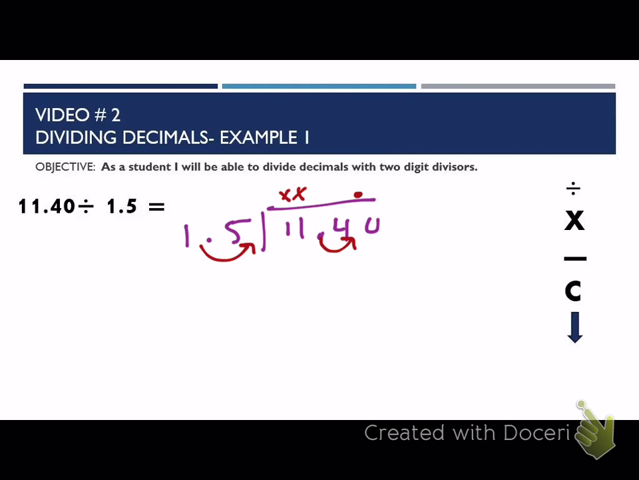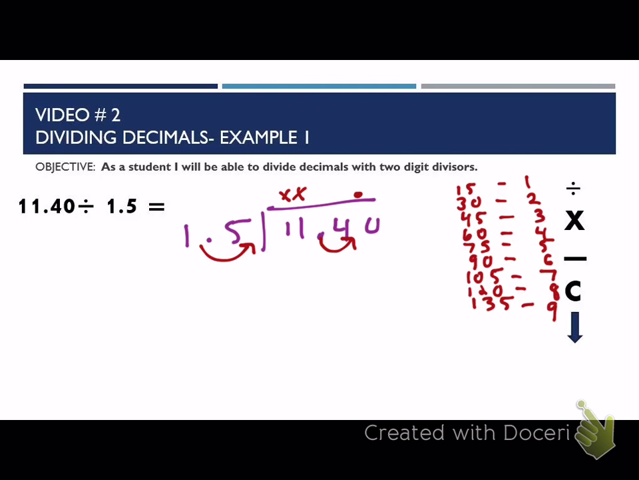Okay, we'll use it over here. We have 15, 30, 45, 60, 75, 90, 105, 120, 135, and the last one would be 150, but we don't need to go that far. This is 15 times 1. This is 15 times 2, times 3, times 4, times 5, times 6, times 7, times 8, times 9. That's important because it's going to help us out in just a second.